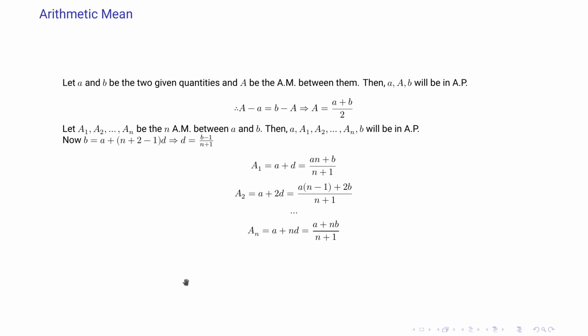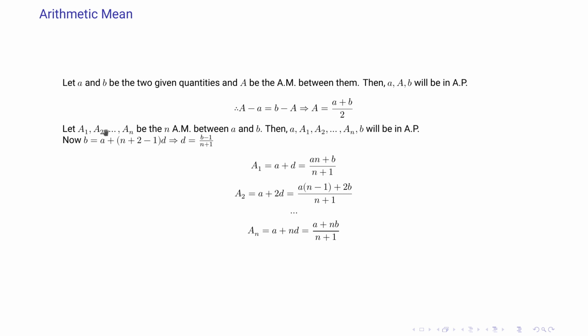Let's say there are two quantities a and b. This a is small a and capital A is the arithmetic mean between them. Then by definition, small a, capital A, b will be in AP. Now since these three are in AP, the common difference will be capital A minus small a is equal to b minus capital A, which will be equal to d, but we have not written that because we don't need it. So from this equation, we can say that capital A is equal to (a plus b) by 2.